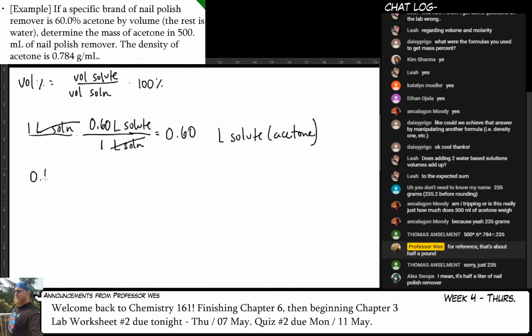And now that I know that... oh, how many sig figs did my number have? It actually had 3, so I gotta sneak a 0 in there. Now that I know this, I can then use the density to figure out what the mass of this is. And so this is probably what you did. I don't know what the density is, 0.784. 0.6 times 0.784 over 1 times 10 to the minus 3.